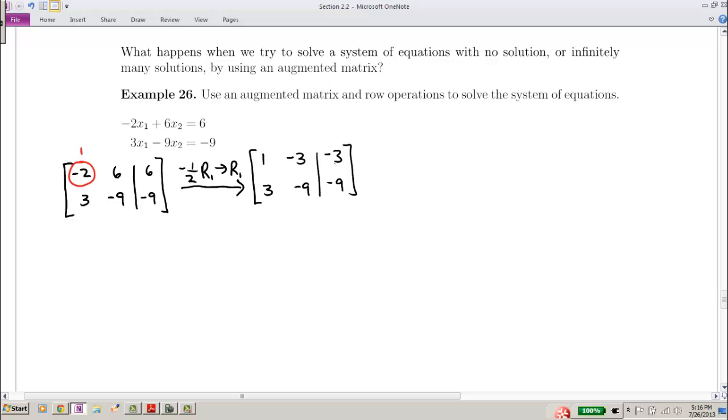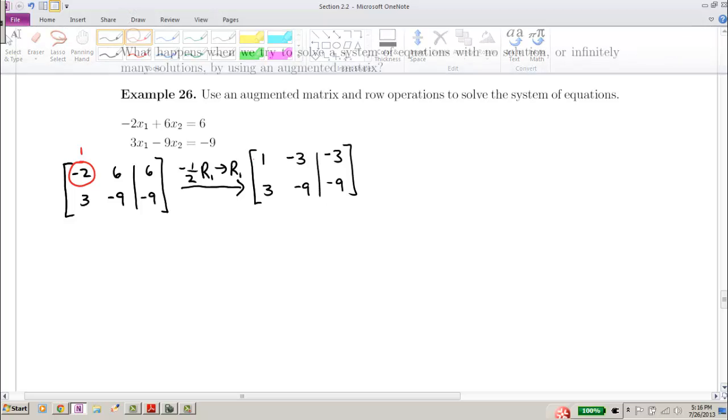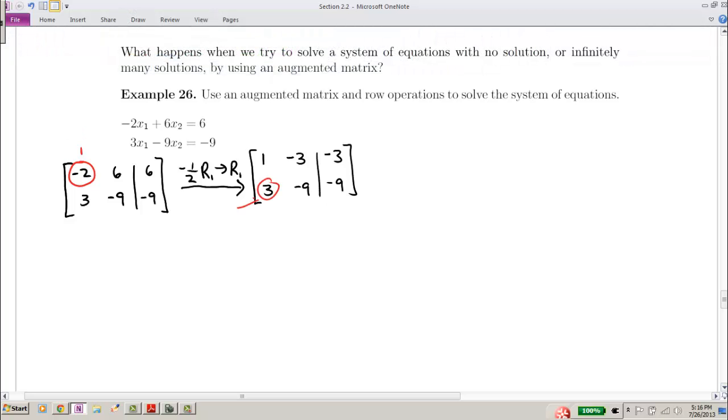And now we want to zero out the entry below that 1. So we want to get a 0 right there. And because we have a positive 3, we can obtain a 0 by adding negative 3 times row 1 to row 2, putting the result into row 2. Row 1 is unchanged.